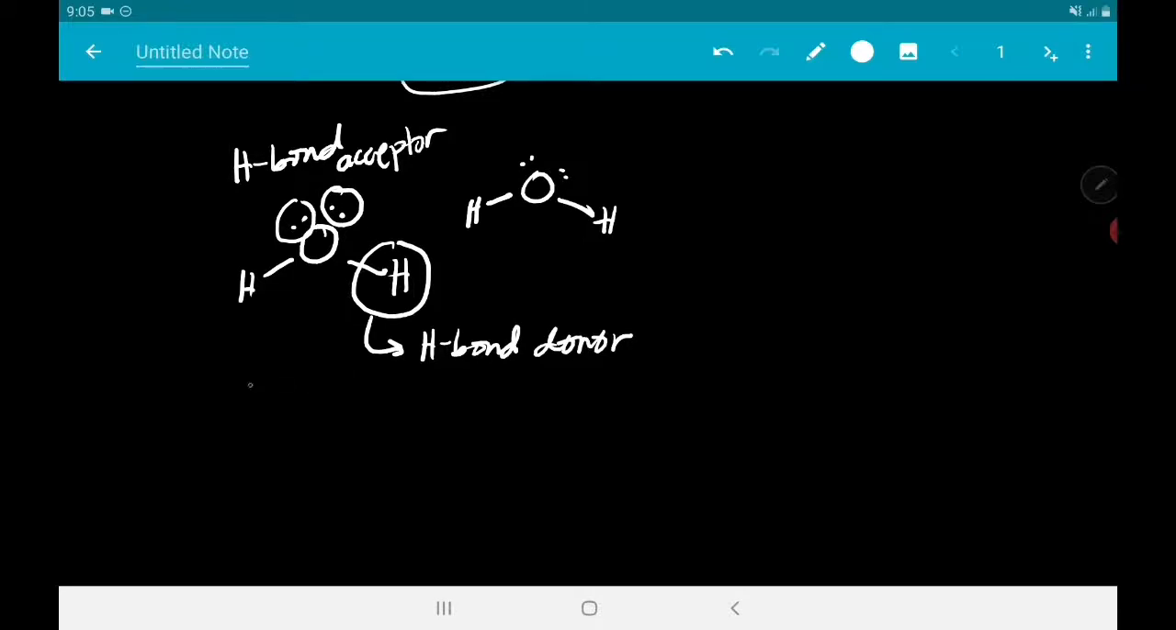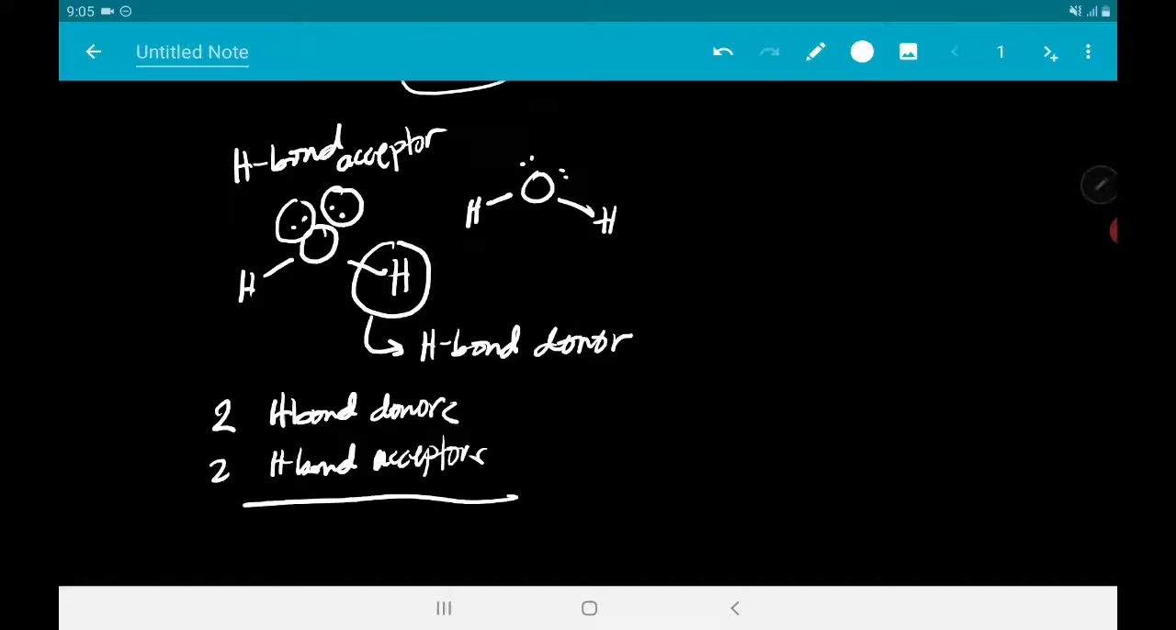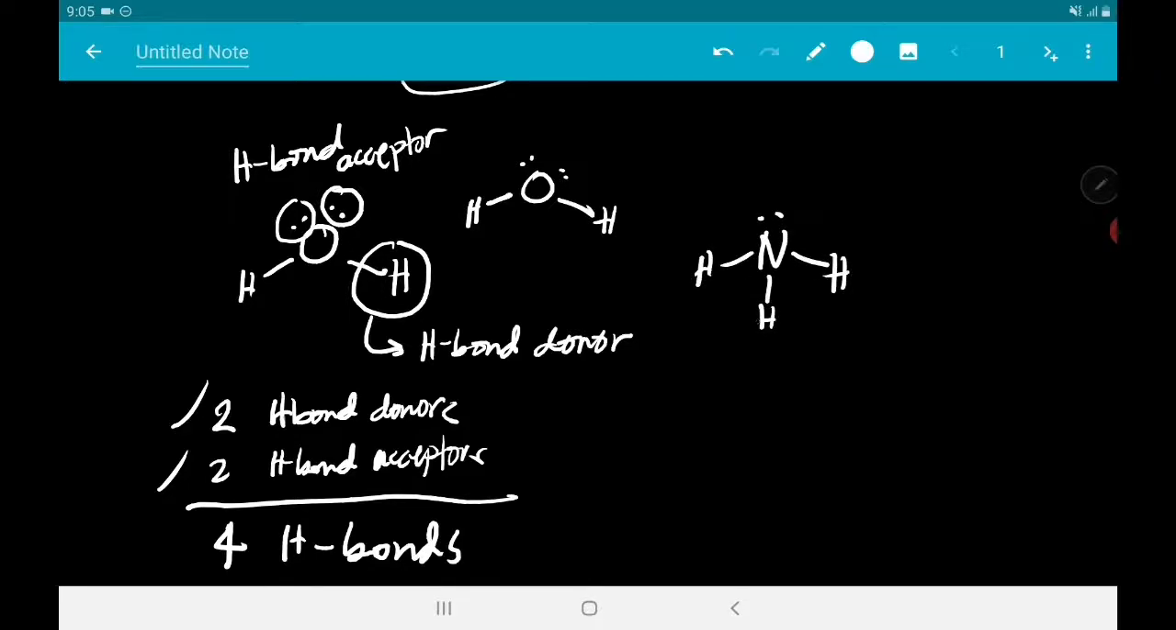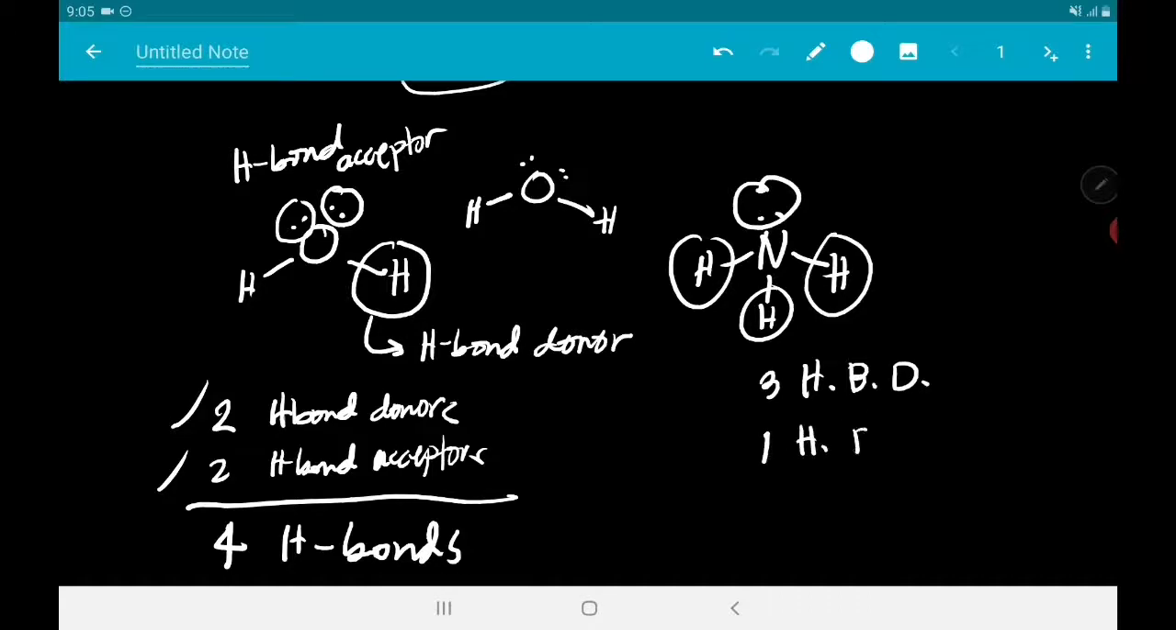So, ibig sabihin, each water molecule has two H bond donors. Okay? And two H bond acceptors. Yan yung property ng isang water molecule. So, pwede siyang mag-form ng a total of 4 H bonds. Okay? Kasi meron siyang dalawang donor, meron siyang dalawang acceptor. How about yung ammonia? Okay? Ang ammonia, meron siyang 3 H bond donors and meron siyang 1 H bond acceptor. So, meron din siyang 4 H bonds.